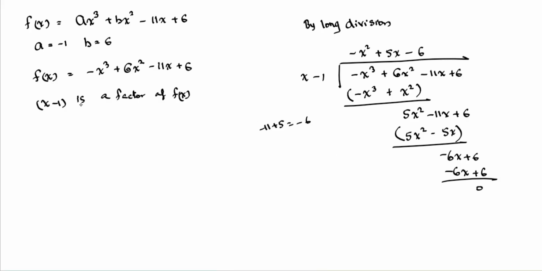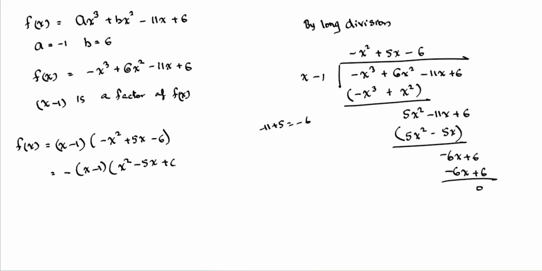Remainder 0. So now you can write f(x) as what? X minus 1 multiplied by minus x squared plus 5x minus 6. You can take minus out. X minus 1, x squared minus 5x plus 6, minus x minus 1. You can factorize this further.